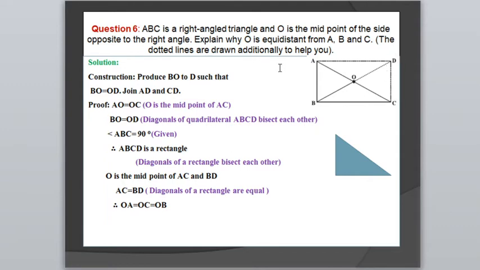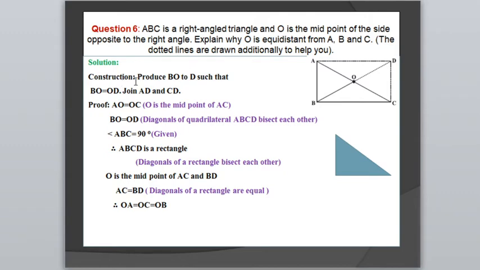In the bracket it is given that the dotted lines are drawn additionally to help you. So this dotted line is given additionally to help us identify how O is equidistant from A, B and C. This figure is a right angle triangle A, B and C, and here is the midpoint. Only this figure is given to us and the dotted lines are given to find the answer. So here we will do the construction.